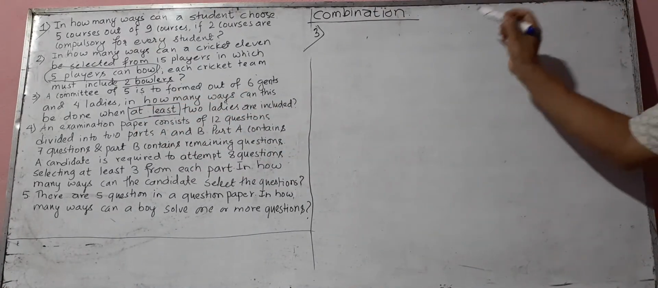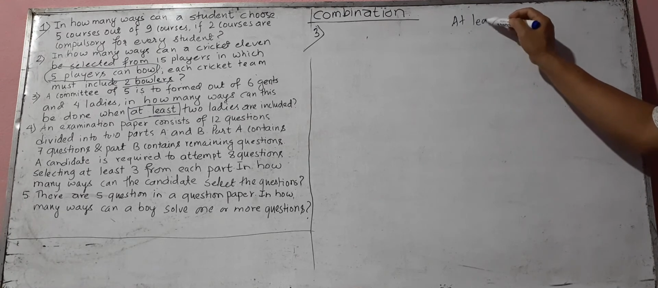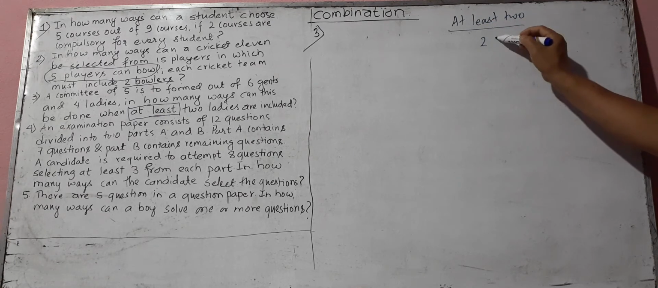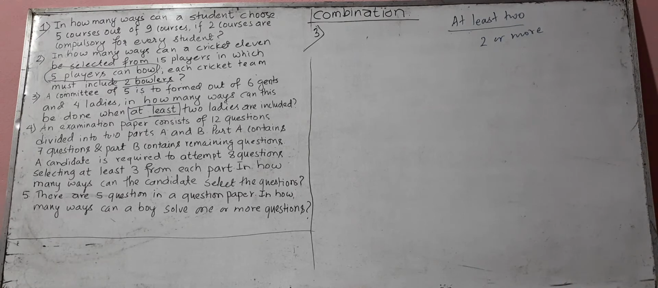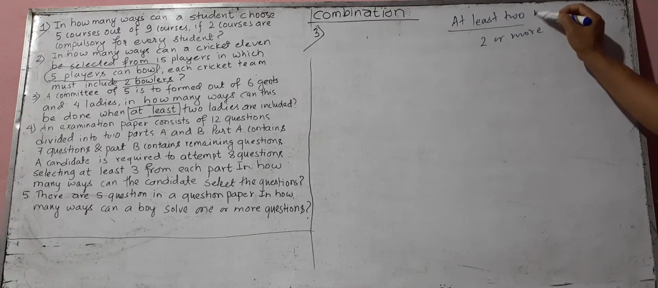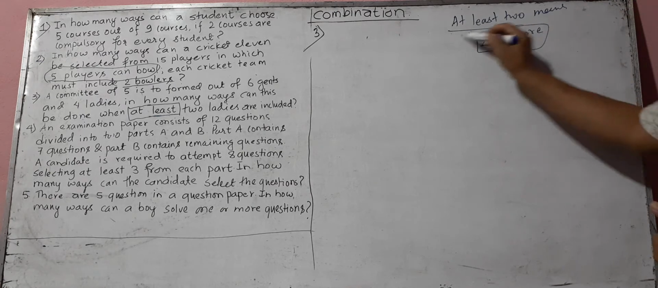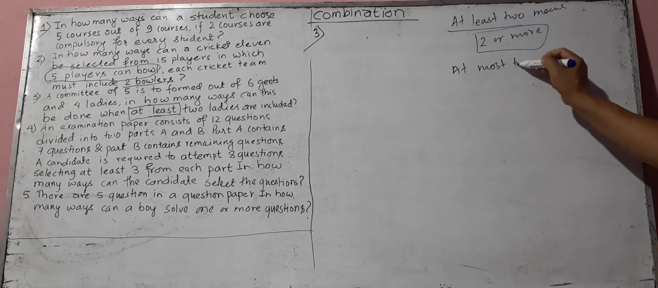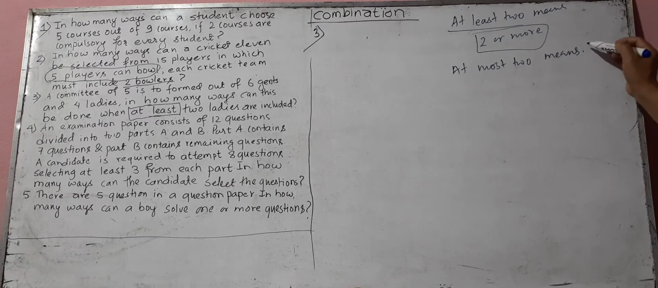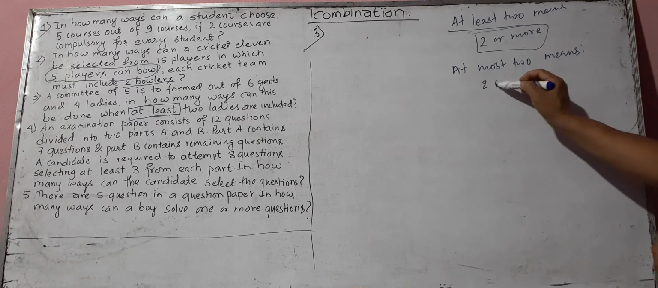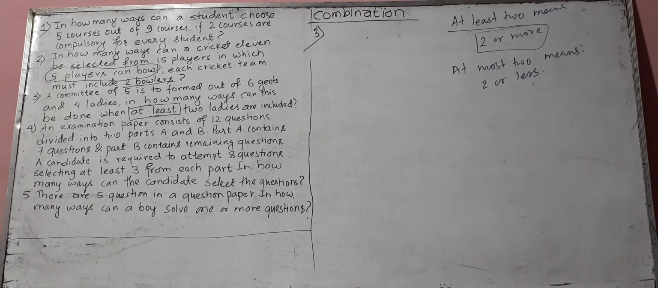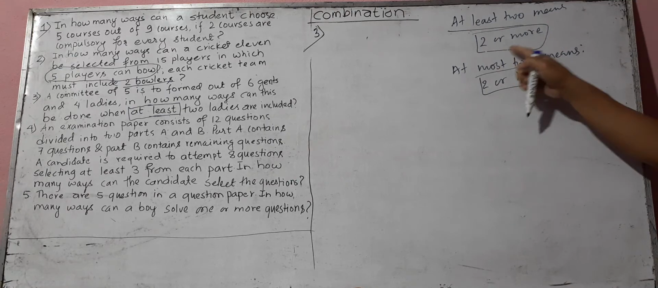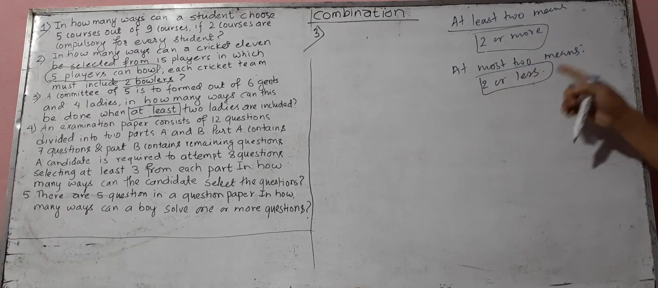First of all, let us discuss the meaning of at least 2. At least 2 means 2 or more. Similarly, if it is at most 2, what does it mean? It means 2 or less. So remember these 2 points. At least 2 means 2 or more. At most 2 means 2 or less.